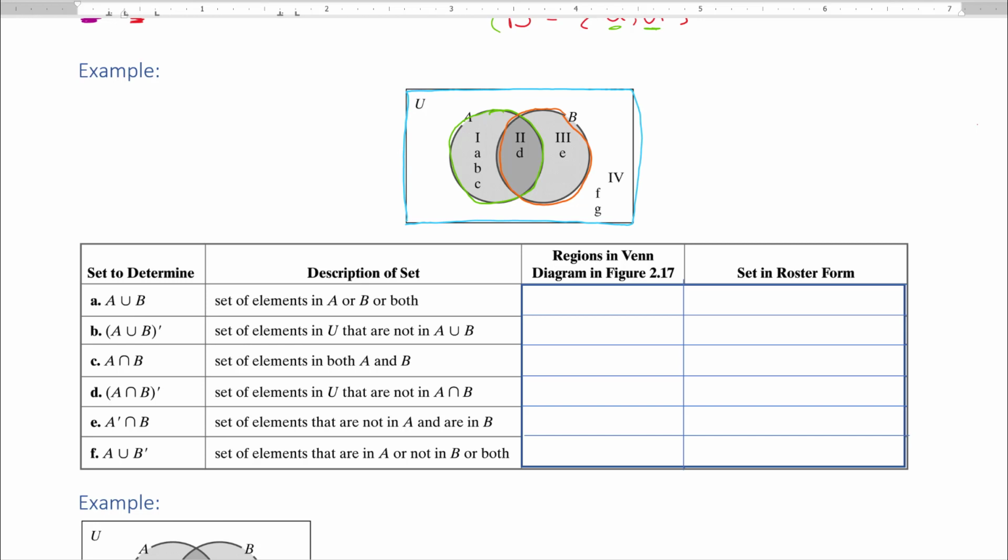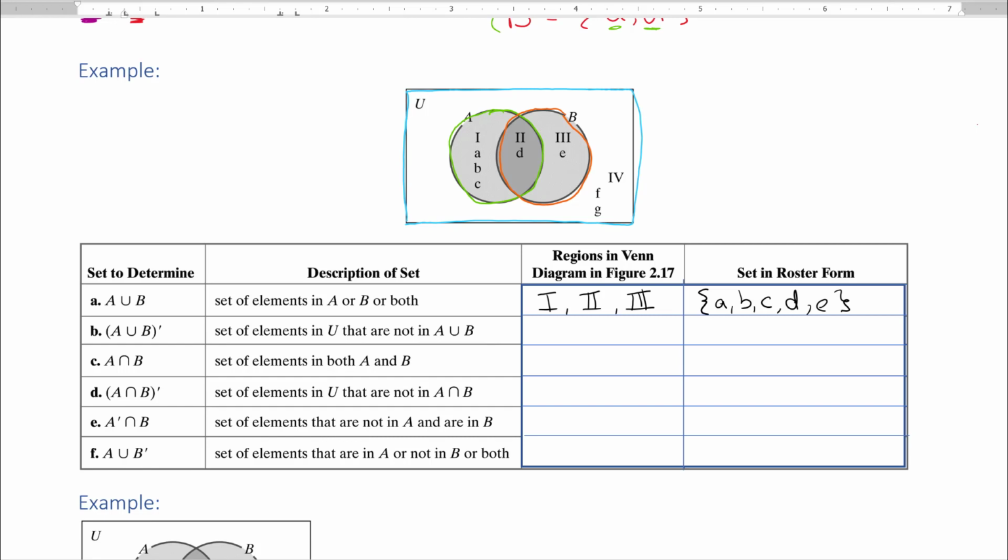So if I'm trying to find A union B, that means it's the set of elements in A or B, or both for that matter. So which regions am I actually talking about? Well, I'm talking about regions 1, 2, and 3. And in roster notation, that would look like all of the elements of region 1, A, B, C, anything that's in both, and anything that's in B only. So A union B would be anything that belongs in any of the circles A or B.